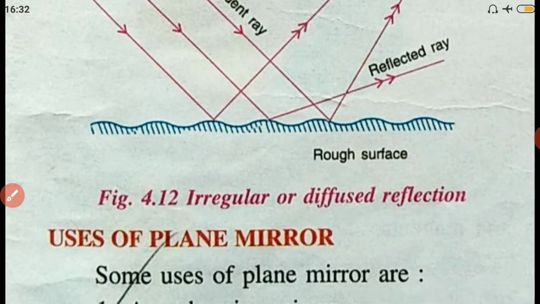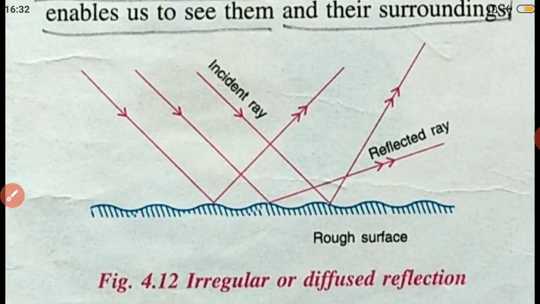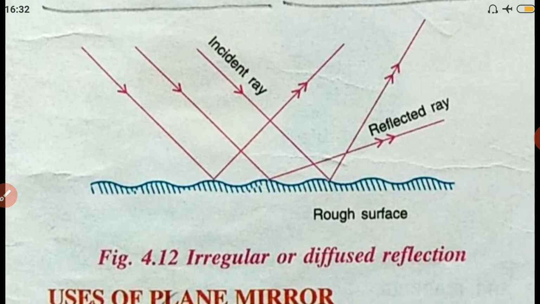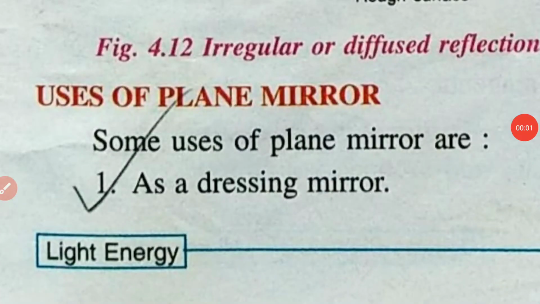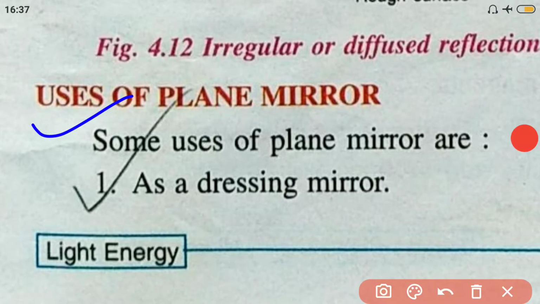This kind of reflection is responsible for producing general illumination, general vision. You can see the objects without harming your eye, without having any difficulty, just because of this irregular or diffused reflection. Coming to the next topic for class 7 physics, uses of plane mirror. Some uses of plane mirror are, number one, as a dressing mirror. As you all know, you have a dressing mirror in your house, right? It is made up of plane mirror.